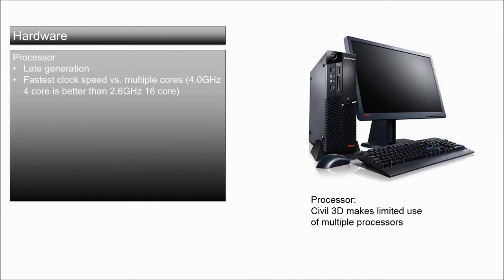So let's talk about hardware for a moment. The best hardware is really the newest: a late-generation processor with the fastest clock speed you can find. Now, Civil 3D isn't entirely multi-threaded. If you get a machine with 16 processor cores, Civil 3D really makes use of one. Not to say that it doesn't make use of others as well. However, if you're not trying to spend the most money on hardware, buying a 4-core processor with a faster clock speed, maybe 4.0 to 4.6 gigahertz, is going to be better than a slower processor with more cores.